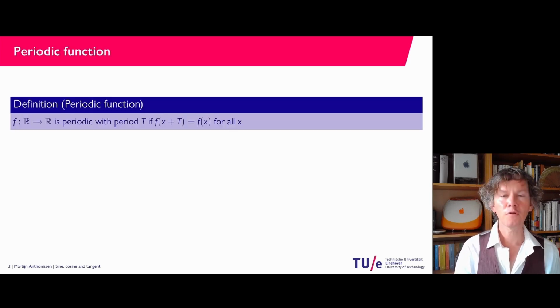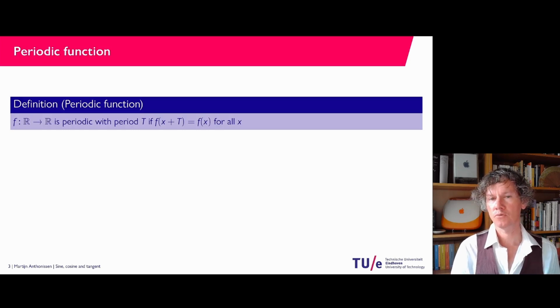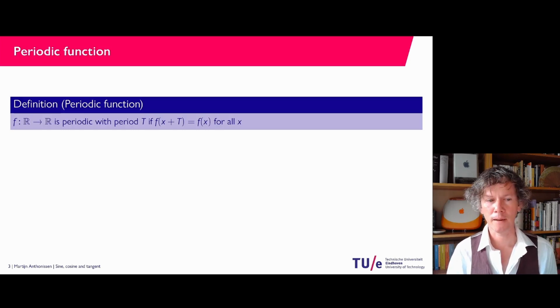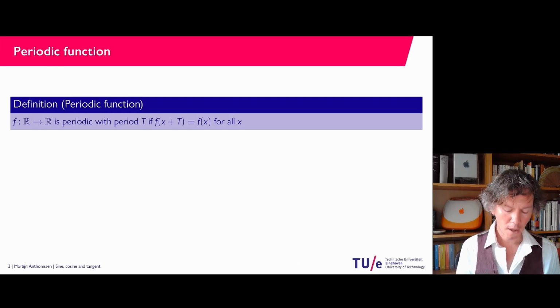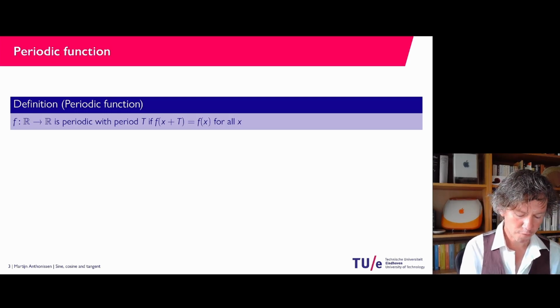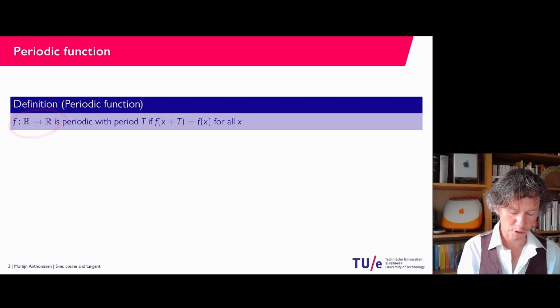So let's see, first of all, a periodic function in general. Sine, cosine, tangent are special examples, but there are more periodic functions. A function going from the real numbers to the real numbers is called periodic with period capital T if f applied to x plus T equals f of x.